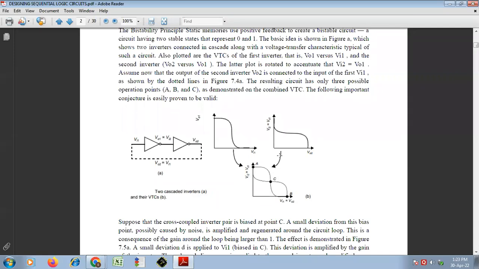Can anyone try to answer this question? So 3. No.